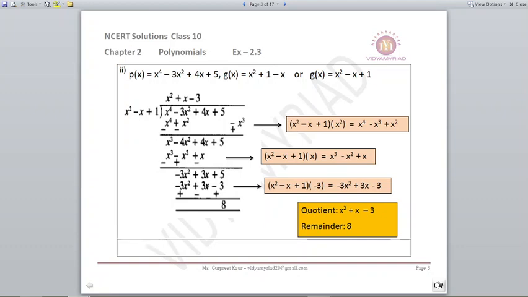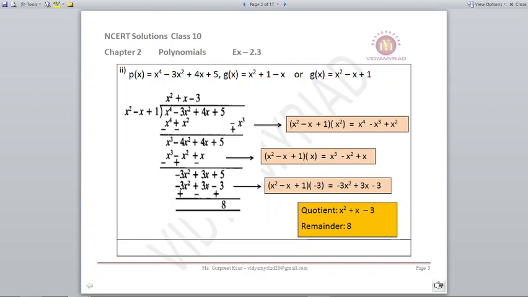Now x raised to power 4 gets cancelled. Your highest power is x cube, so that will be written first. So you need to rearrange it and see that you are writing it order-wise. Earlier it was x raised to power 4 and now we have x raised to power 3, so we need to write x raised to power 3 first. So the expression becomes x cube minus 4x square plus 4x plus 5.